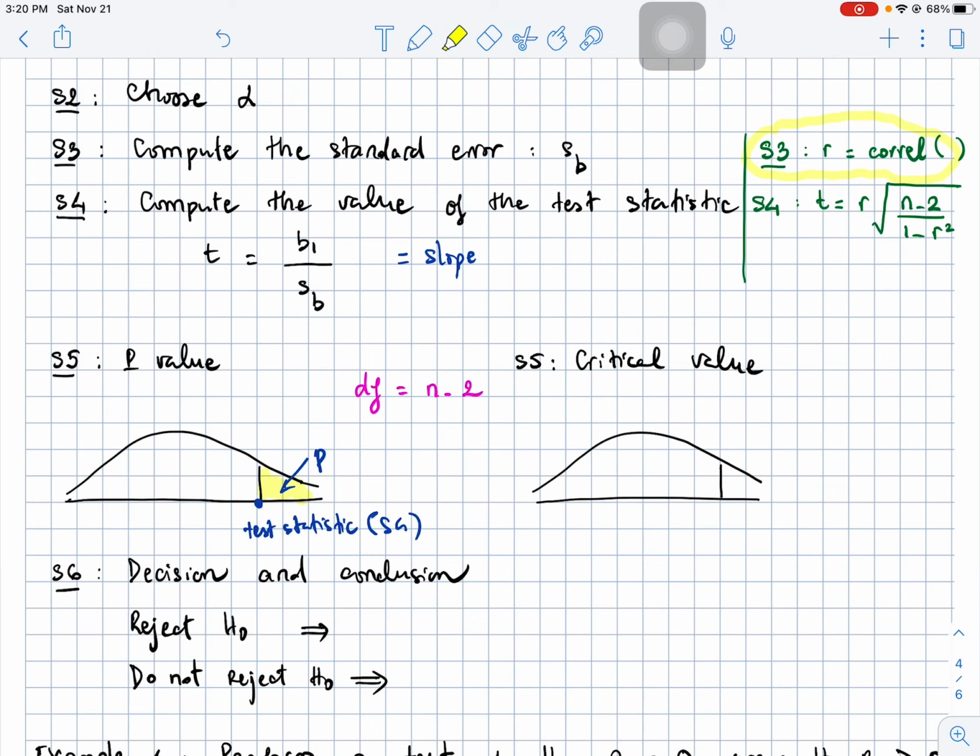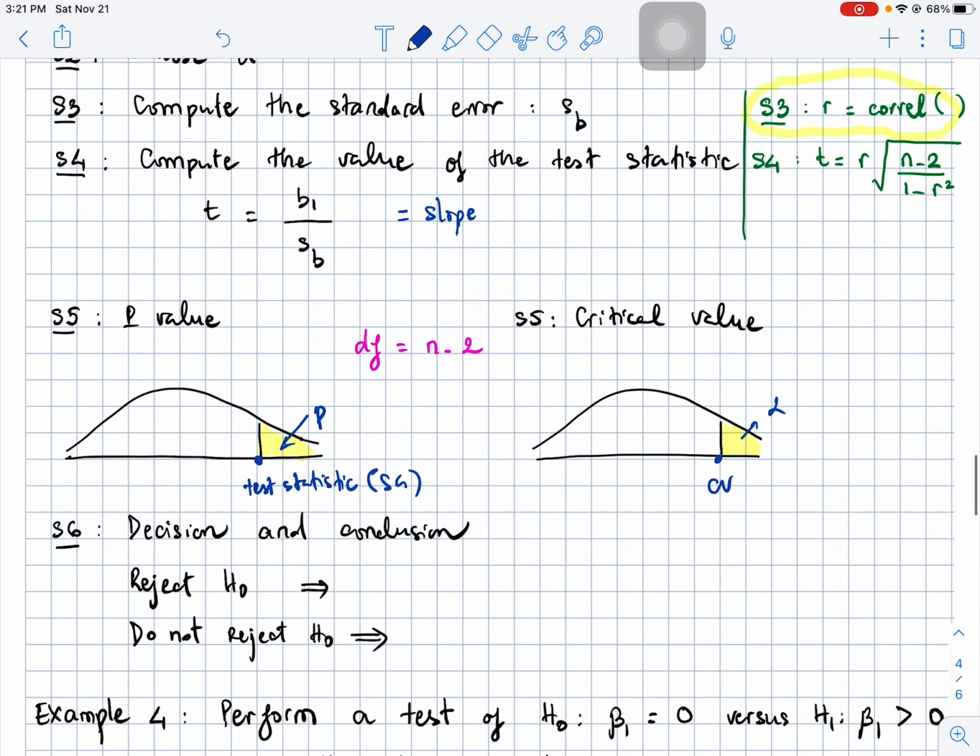If we use the critical value, the shaded area is the alpha that is given, and the point is the critical value. The shaded region will be reject the null, and the blank region will be do not reject the null.